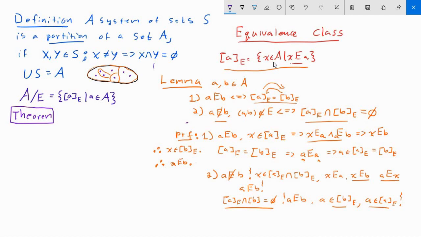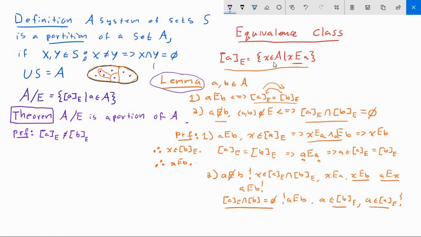And our theorem is that the set A modulo E is in fact a partition of the set A. Now the first part of the proof actually comes from the previous lemma. That is, if we were to suppose that we have two elements of A modulo E, well, these simply look like equivalence classes. So these are the equivalence class of some element A, and the equivalence class of some element B, which are not equal to each other.